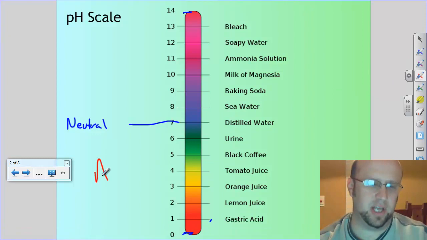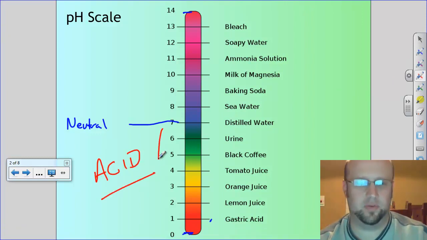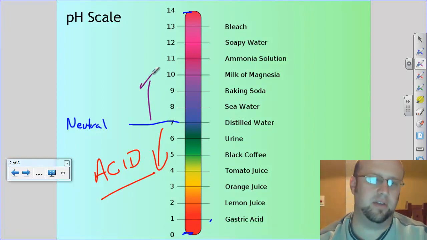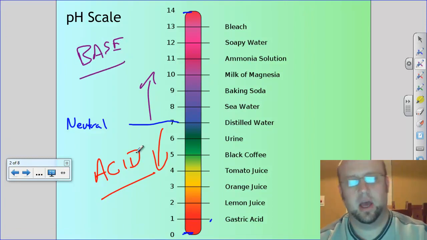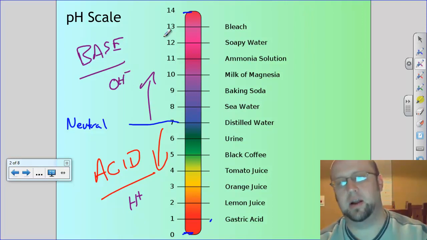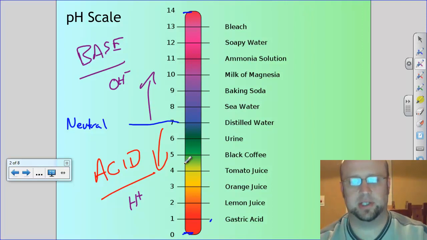Everything below 7 is an acid. So from here down, everything is acids. Everything above 7 are bases. And we talked about what acids and bases were last time. But basically, acids produce hydrogen ions, and bases are going to produce hydroxide, right? So everything up here, generally speaking, produces hydroxides. Everything down here, generally speaking, produces hydrogen ions.